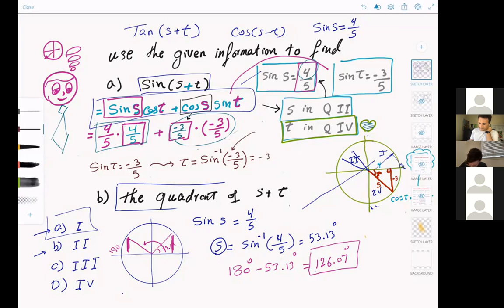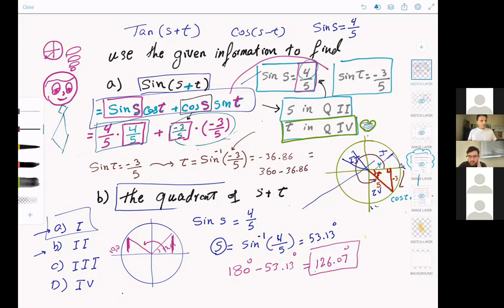So -36.86. Negative means we're going to go this way, but this is t, correct? So it will be 360 minus 36.86, which we will get... You guys need to help me.